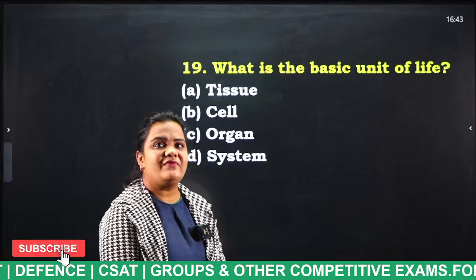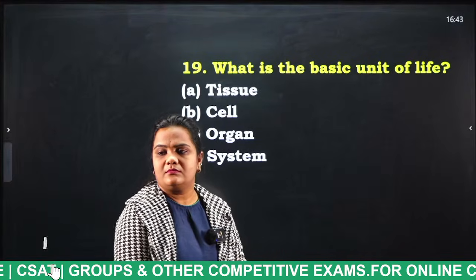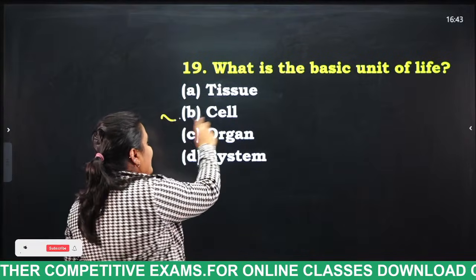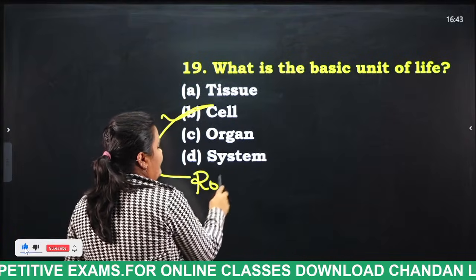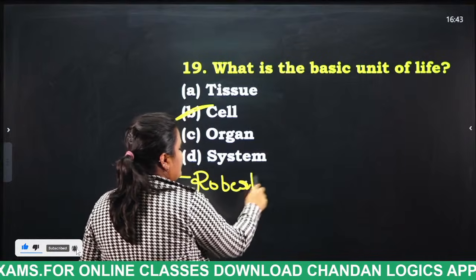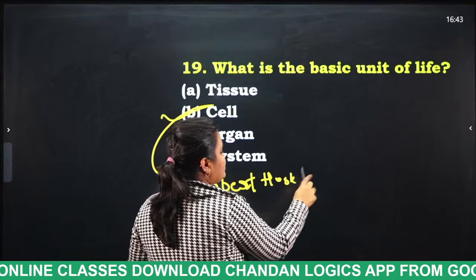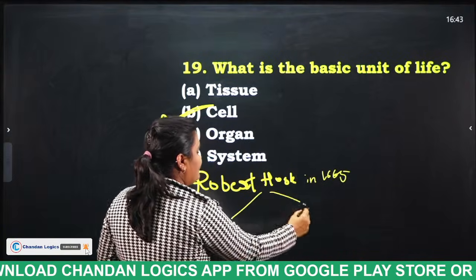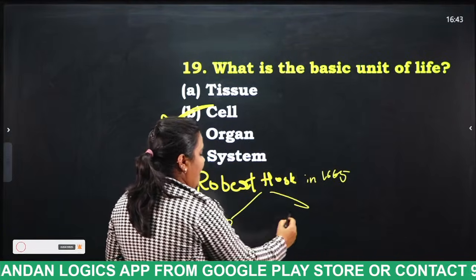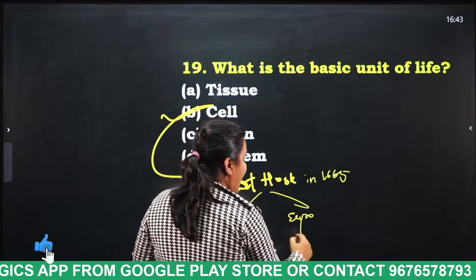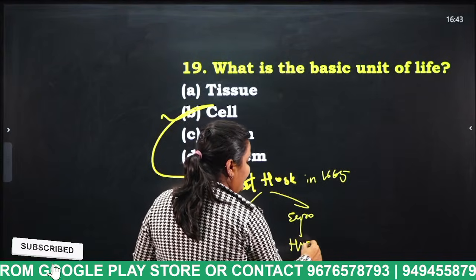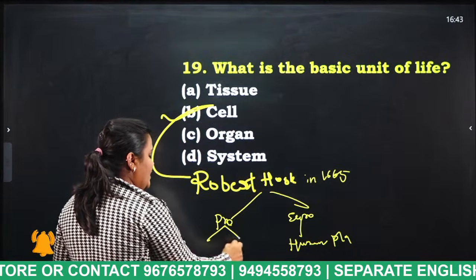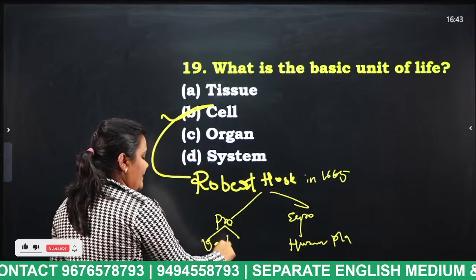And what is the answer for this question? What is the basic unit of life? Very good. Cell. The cell was discovered by Robert Hooke. In which year, students? In 1665. We have two types of cells, prokaryotic cells and eukaryotic cells. Human beings, plants, and animals have eukaryotic cells, and prokaryotic cells are present in bacteria.